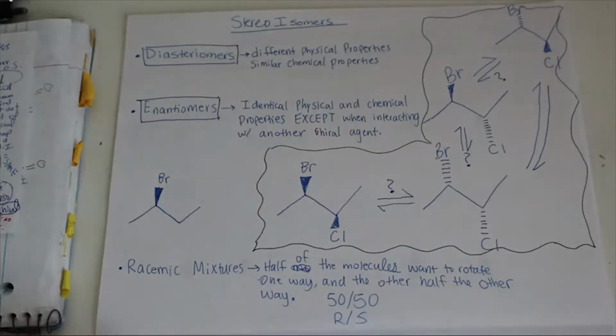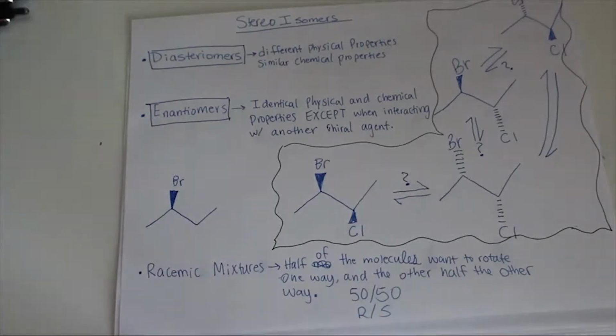So, okay. We have these structures, the ones in these little squiggly lines on here. What we're going to do is one by one go through these and see how they compare to each other, if they are diastereomers or enantiomers, okay?